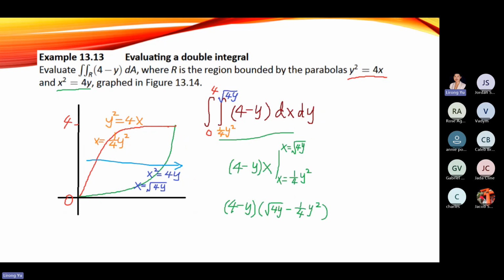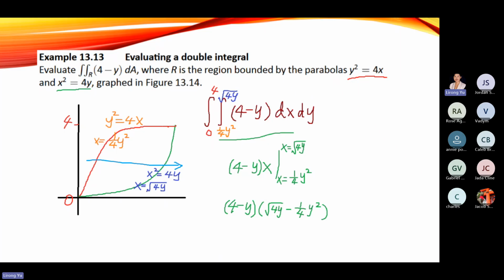Right, so when I started calculating, I started having this habit of not writing the outer layer of the integration. I just zoom in on the inner layer of integration. We have to integrate from 1/4 of y squared to root of 4y. That actually is 2 square root of y. You can take the 4 out of the root. Integrate 4 minus y dx.